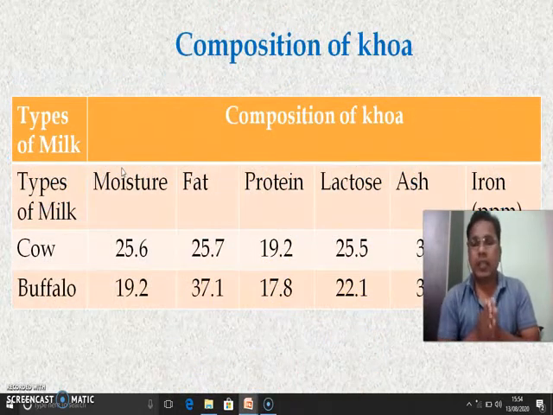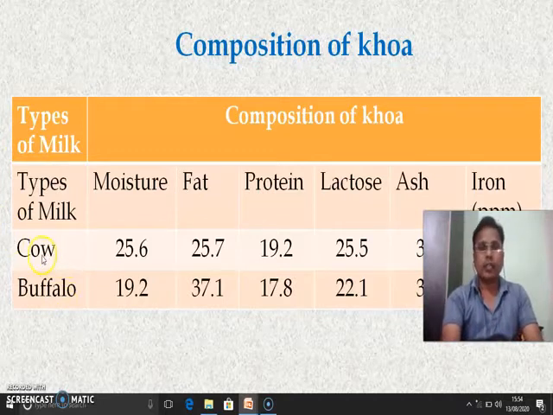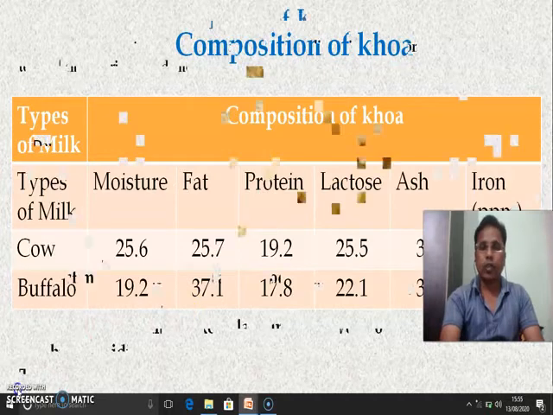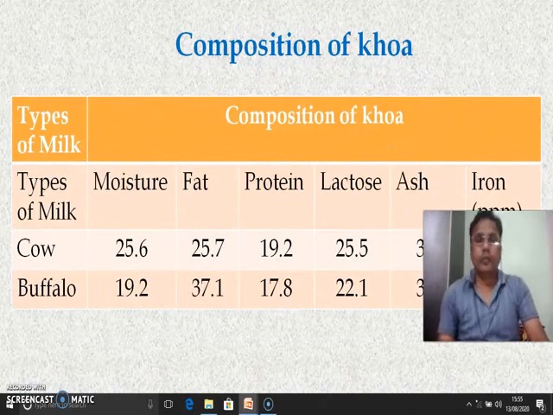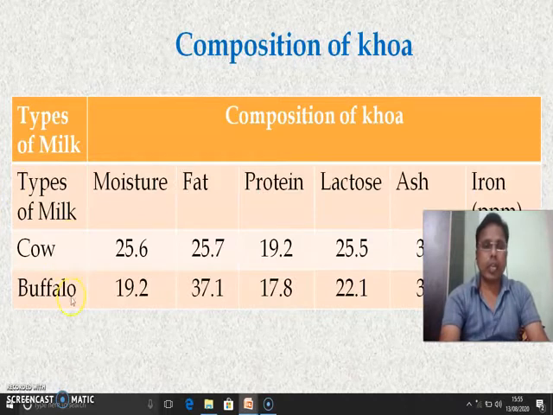Then the next point, which is a very important one, is the composition of Khoa. You have to memorize the composition of Khoa. In this slide, the types of milk, that is, whether it is cow milk or buffalo milk, are given, and then the moisture, fat, protein, lactose, ash, and iron are given for both types. So let's see in detail the difference between cow milk and buffalo milk Khoa.